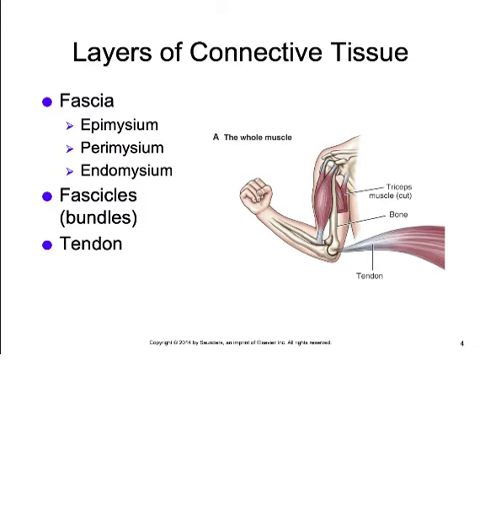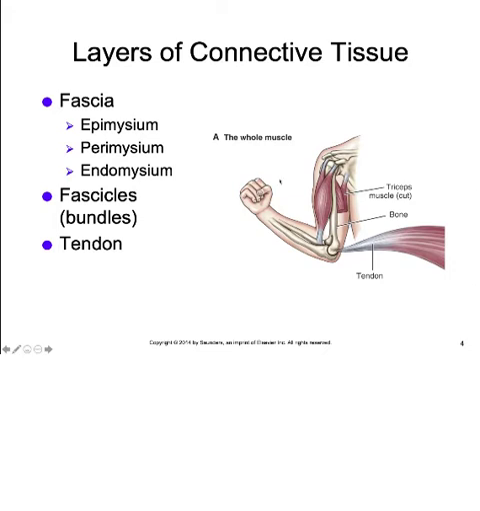The connective tissue that holds muscle together wraps around each individual cell and is known as endomysium. Bundles of these enclosed cells, called fascicles, are enclosed by perimysium, and bundles of these fascicles are enclosed by connective tissue called epimysium.